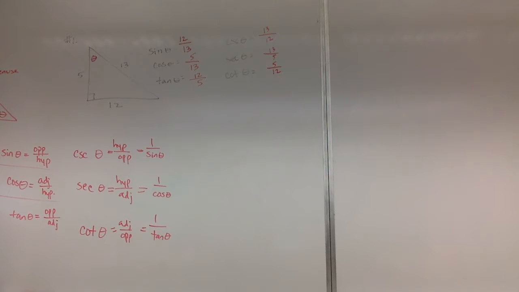Yep, so that's adjacent because it's the side that's next to it, but it's not the hypotenuse, because this 13 is always going to be the hypotenuse. The opposite would be this 12. This is what's directly across. For secant, that would be hypotenuse over adjacent. So that would be 13 over 5.